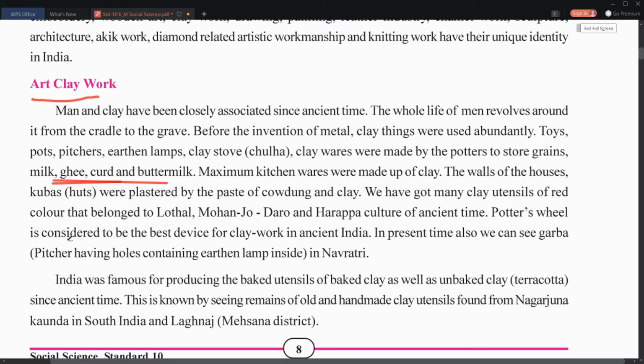Potter's wheel is considered to be the best device for clay work in ancient India. Potter's wheel, chakro in Gujarati, is considered the best device because with its help, potters used to make so many utensils of clay. In present time also we can see garba, a pitcher having holes containing an earthen lamp inside, in Navaratri. We use pitchers in Navaratri.